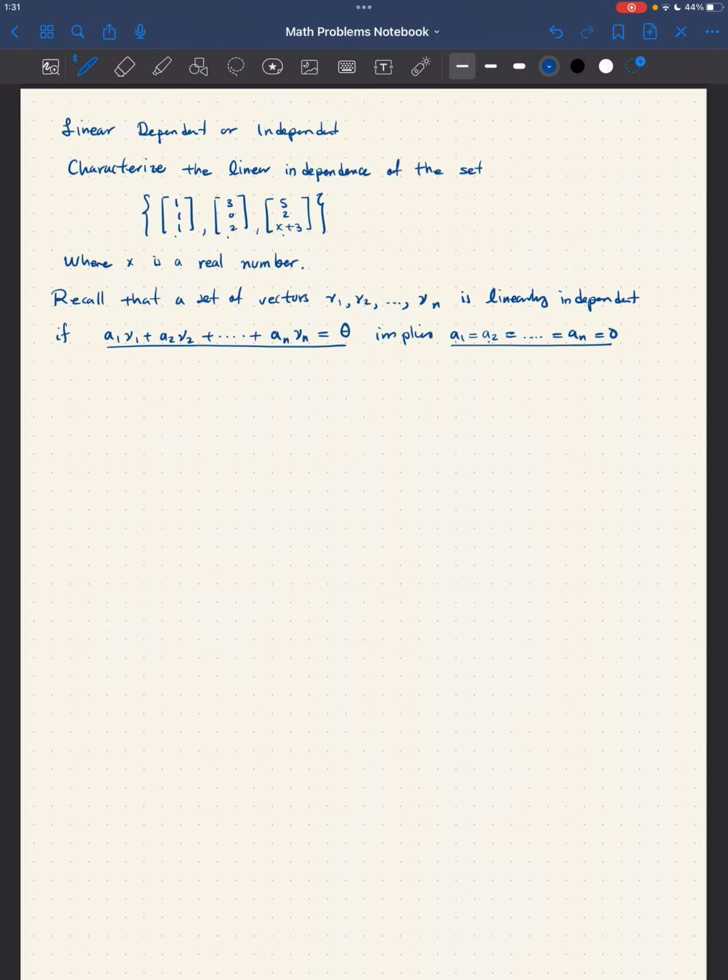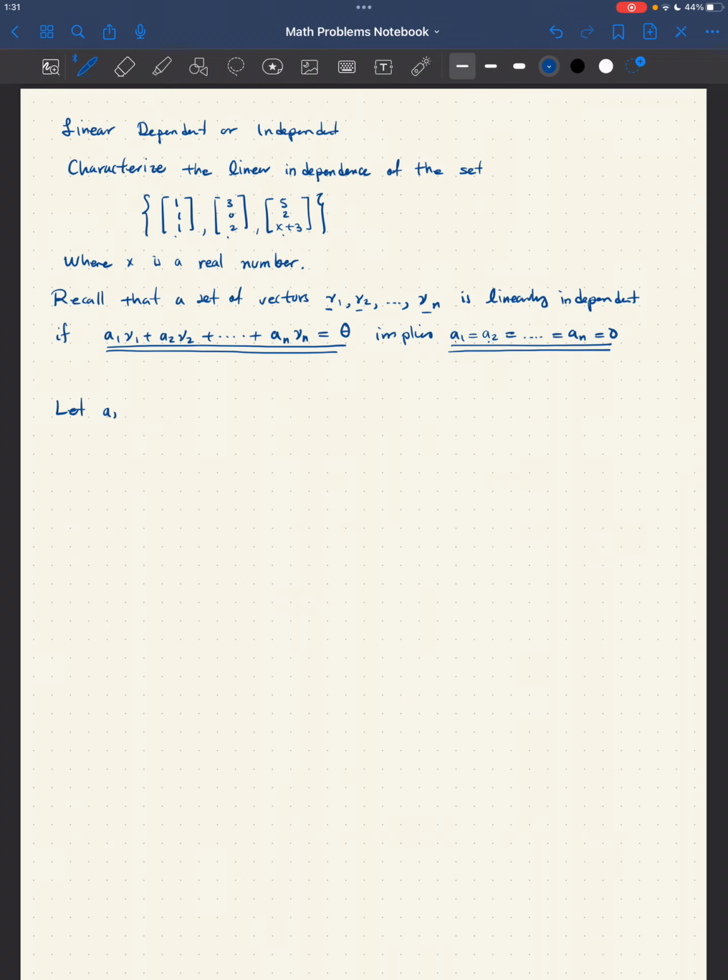The first one is that a set of vectors v1, v2, up to vn, all of them column vectors with the same number of entries, is linearly independent if whenever we observe this equation, that implies that all the coefficients of that equation are 0. Now, how do we use this to test the independence or dependency of our set? Well, we start like this.